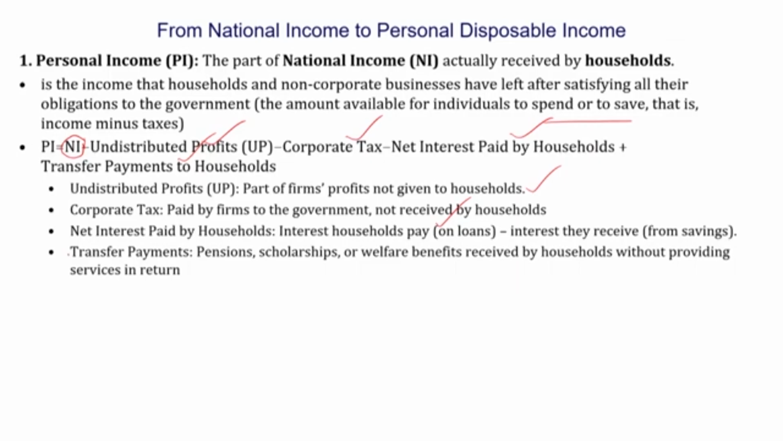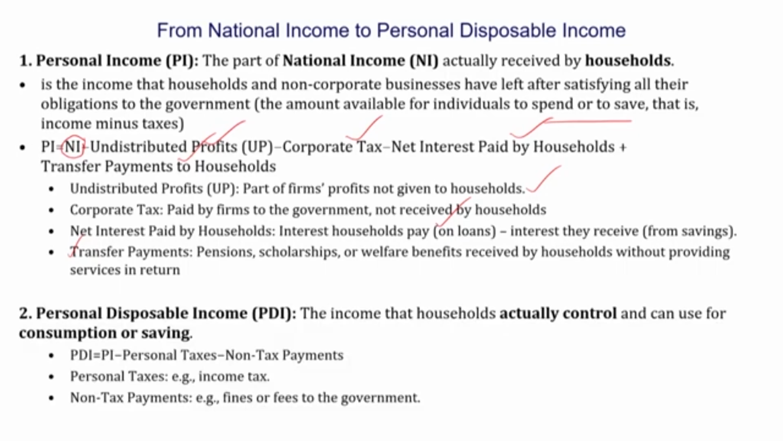And then we have the last element here, transfer payments. Transfer payments are normally unilateral payments by the government to households, not for any service. If you are simply getting a pension, that's a unilateral payment. Pensions, scholarships, and welfare benefits received by households without providing any service in return to the government are called transfer payments. So in order to get the personal income, we need to adjust all these elements from the net national income.